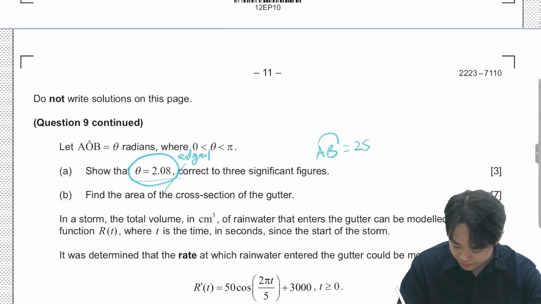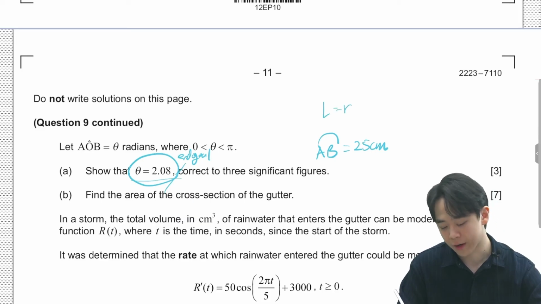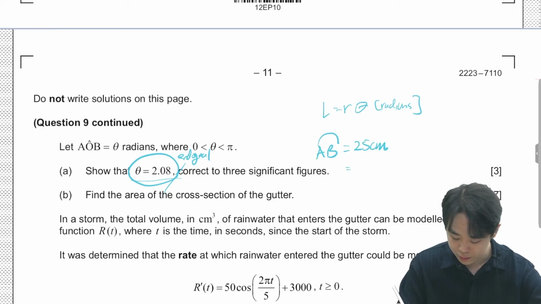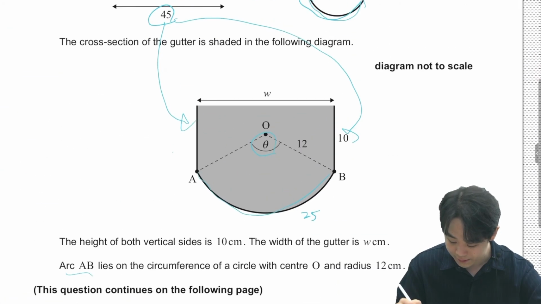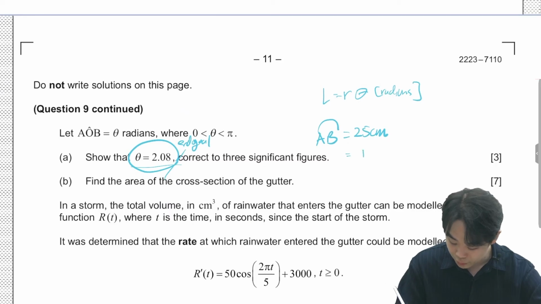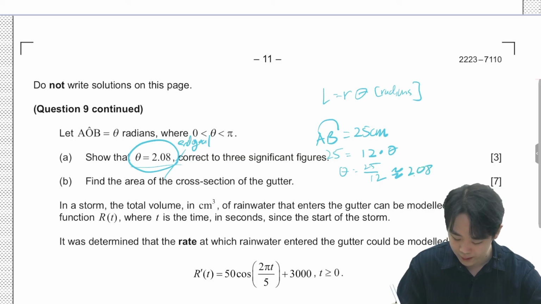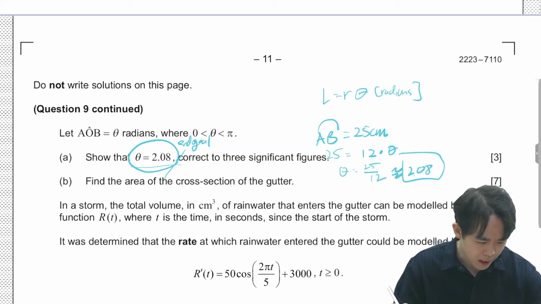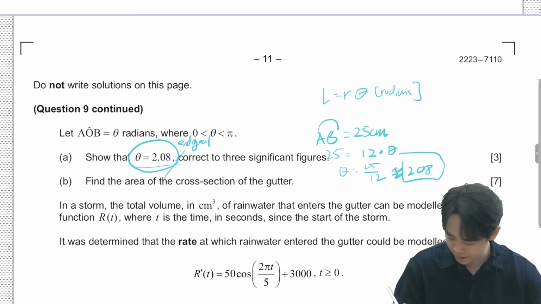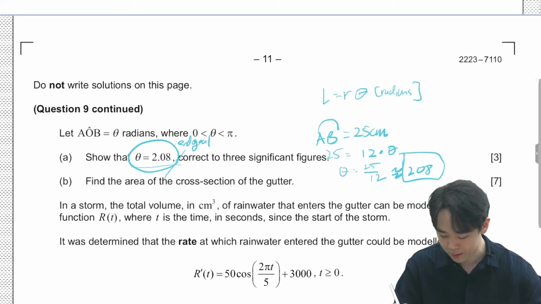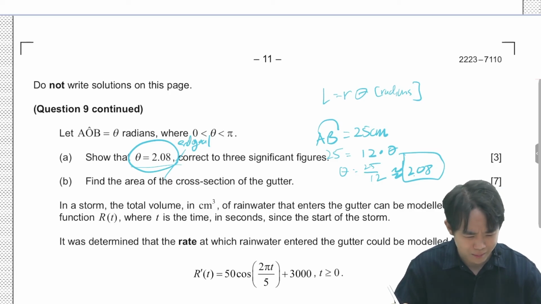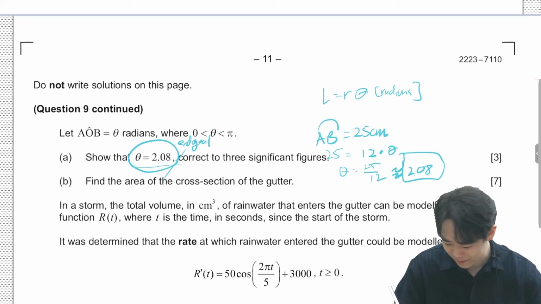is 25 centimeters. But we also know the formula for arc length, r times theta, where theta is in radians. So since the radius is said to be 12, 12 times theta is going to be 25. Theta is 25 over 12, which is roughly 2.08 to 3 sig figs. If you do 25 over 12, it is indeed 2.08, but we want to show maybe a bit more, right? So we don't want to just end it as 2.08.